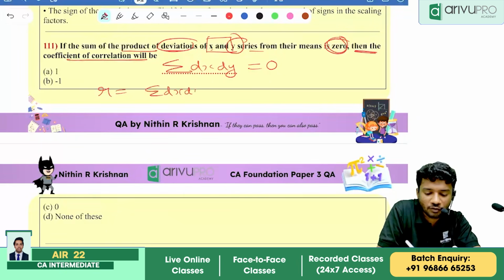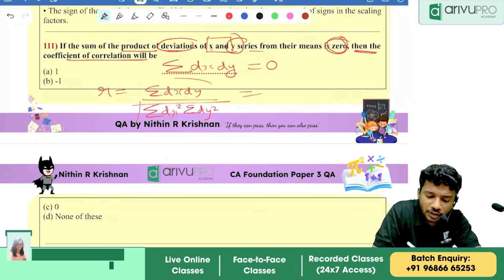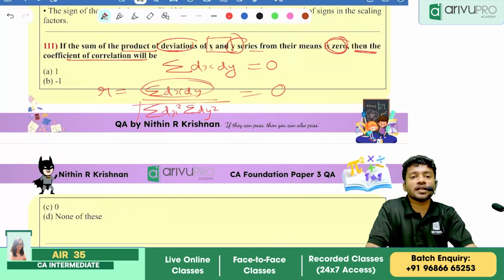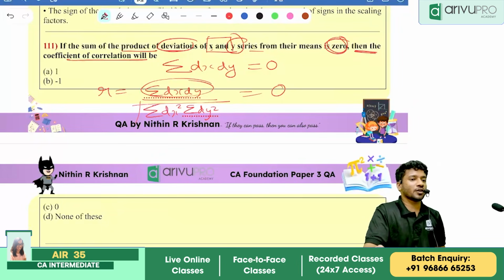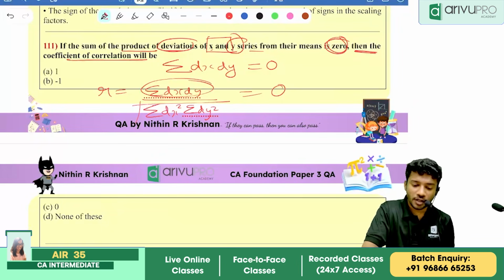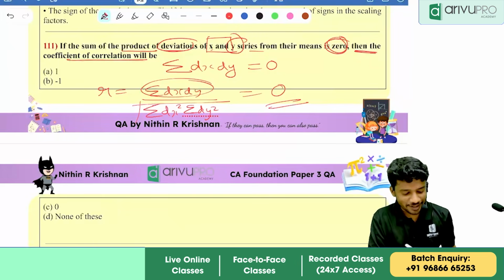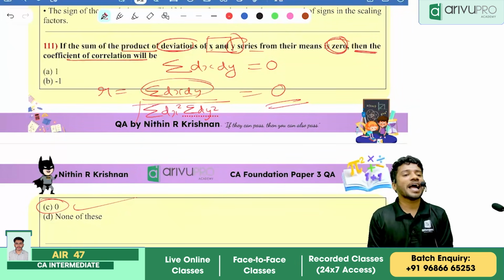Sigma dx dy divided by root of sigma dx square into sigma dy square. Now people, the numerator is 0. If the numerator is 0, the entire value is 0. 0 divided by any number is what? 0. Option C is your answer.